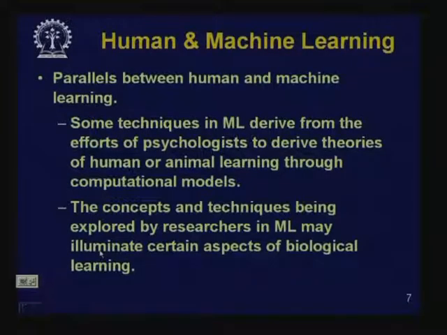There are several parallels between the process of human learning and artificial or machine learning. Some techniques in machine learning derive from the effort of psychologists to derive theories of human or animal learning through computational models. The field of cognitive psychology has tried to understand how humans learn, and in some cases they have also tried to identify certain computational models to model the way humans think and the way humans learn.